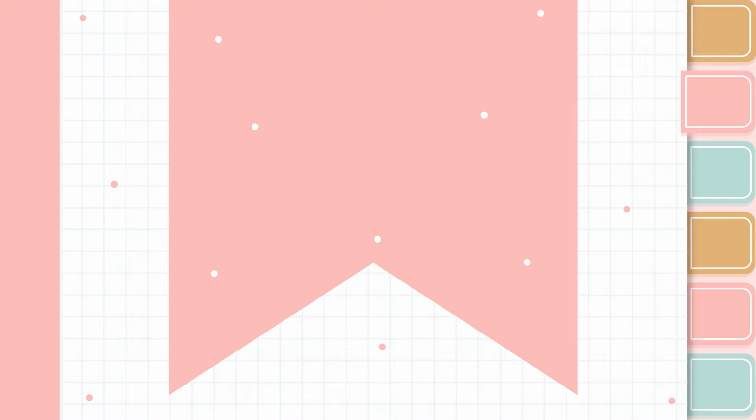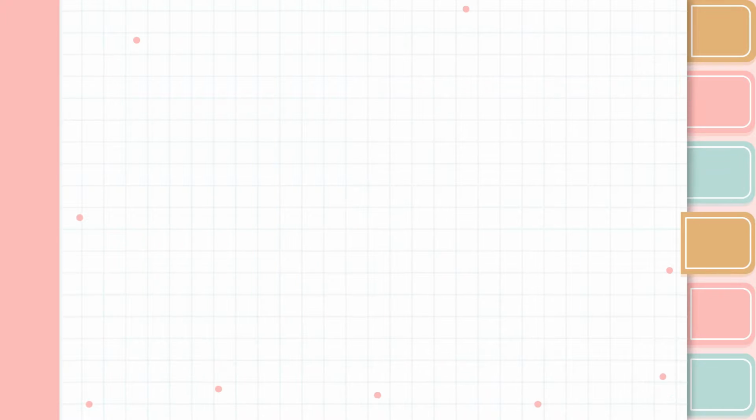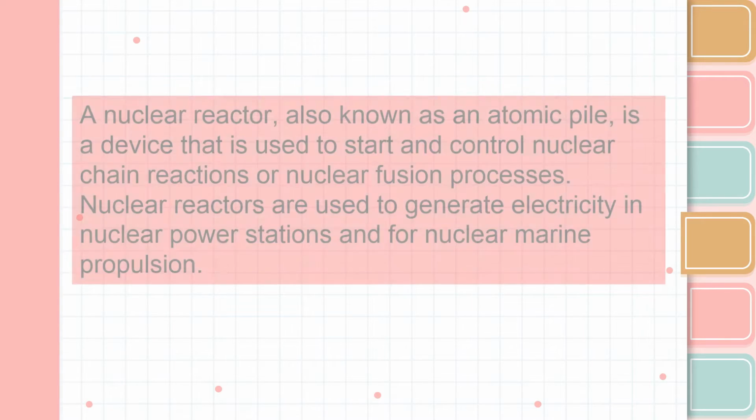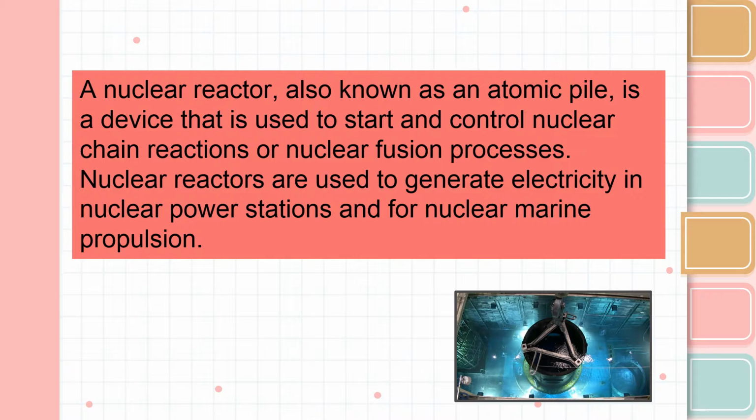Okay, this is the first thing that I will discuss, which is what is a simple nuclear reactor. A nuclear reactor, also known as an atomic pile, is a device that is used to start and control a nuclear chain reaction or nuclear fusion processes. Nuclear reactors are used to generate electricity in nuclear power stations and for nuclear marine propulsion.